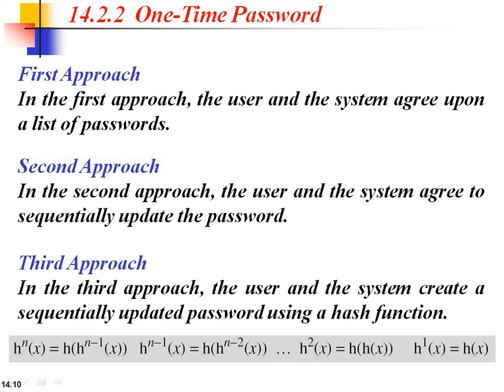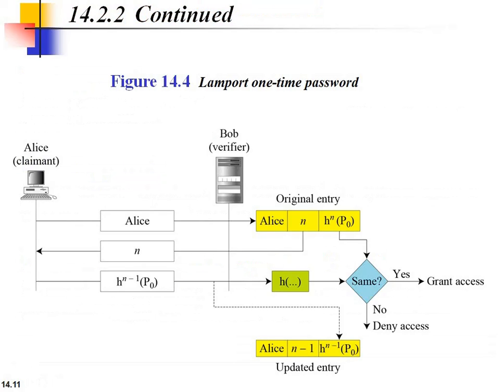And finally, the safest way is the third approach, in which the user and the system create a sequentially updated password using the hash function. This approach was proposed by Leslie Lamport. Initially we agree upon an original password, that is P0, and a counter, that is N, and the system will first calculate Hn of x, where x is the initial password, and Hn stands for applying the hash function n times. So whenever the user wants to access the system, the hash is generated that number of times and the password is retrieved. So this is the third approach, that is the Lamport one-time password.